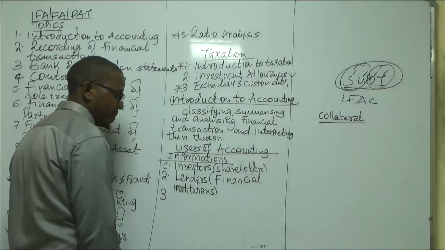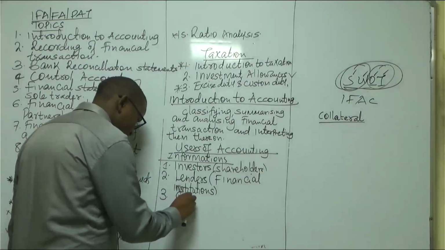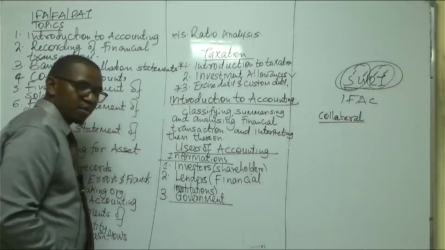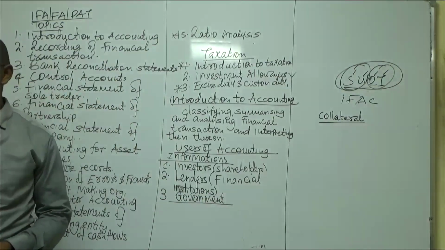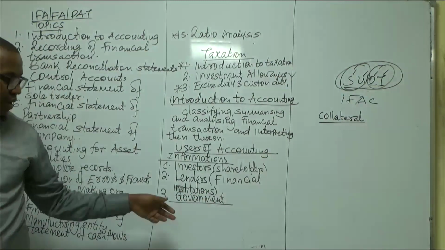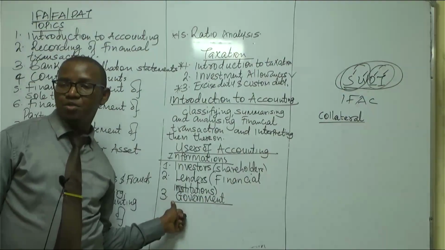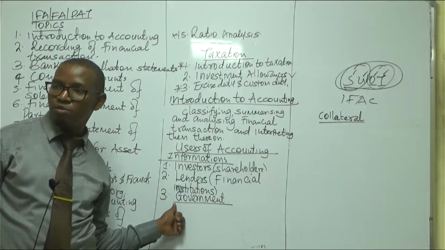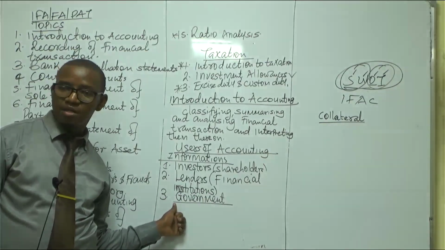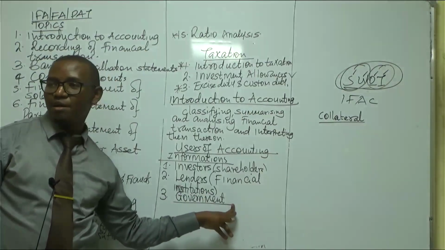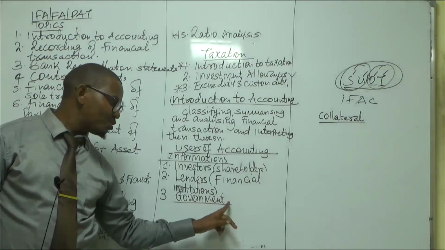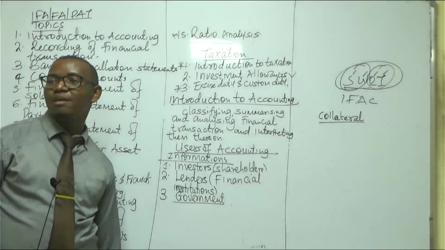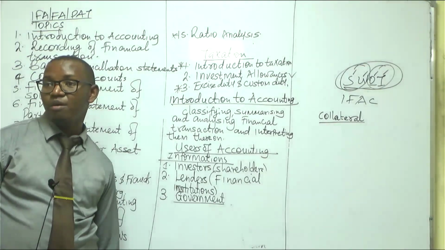Number 3, we are here with the government. Now, why does the government require the accounting information? They want to determine the amount of tax they are expecting to receive from the entity. Generally, what belongs to the government. And also they want to determine the level of economic growth.